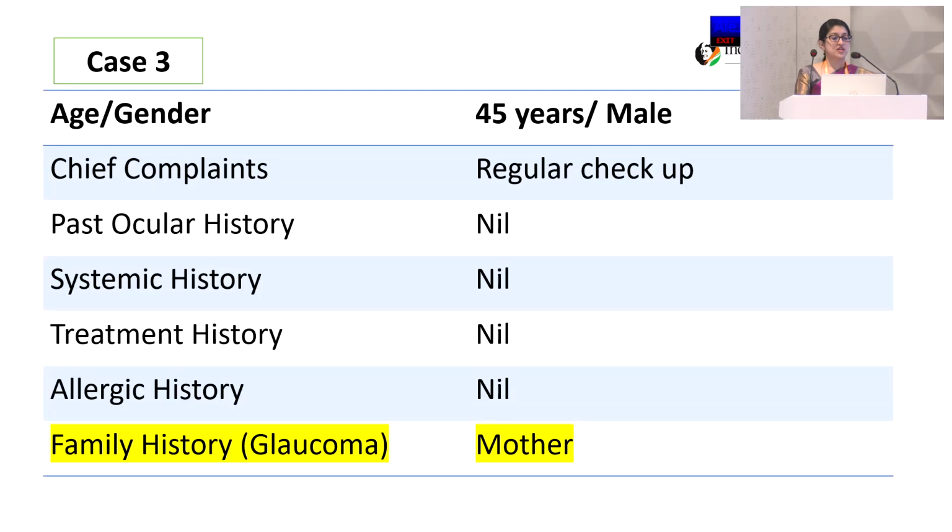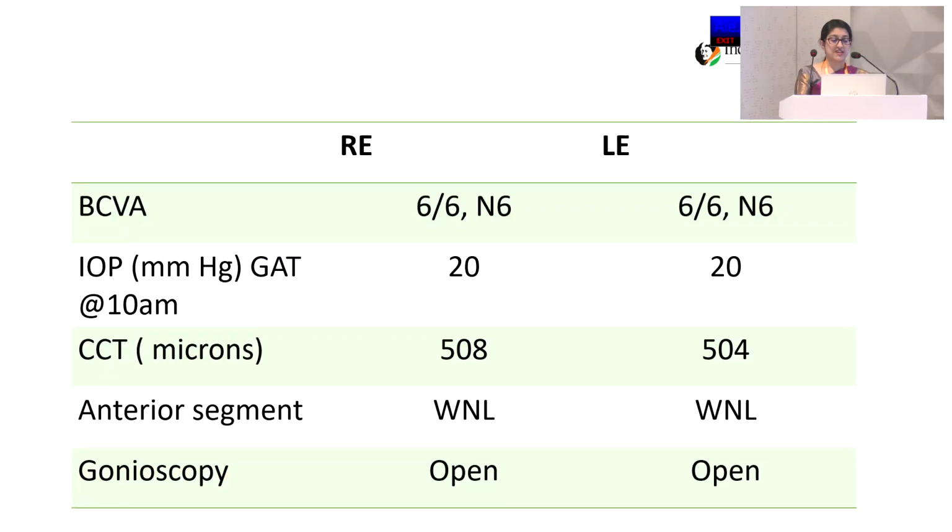they can also produce visual field defects. Now going to our third case, we have a 45-year-old gentleman with a family history of glaucoma, who came for a routine examination with the best corrected visual acuity of 6/6, N6, and pressures were 20 millimeters of mercury in both the eyes. So anterior segment within normal limits and gonioscopy showed open angles.